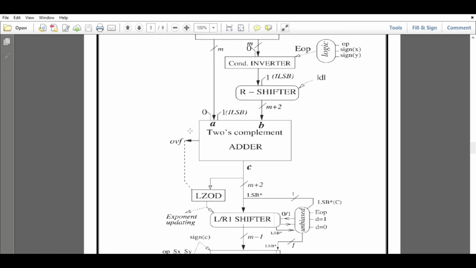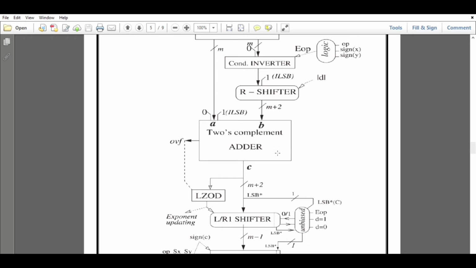A leading 0-1 detector is required in the new architecture to detect if the result is negative, as well as the final condition inverter, in order to obtain the two's complement of the right operand when the effective subtraction is required. In the figure, the two's complement of the number does not involve a carry propagation.